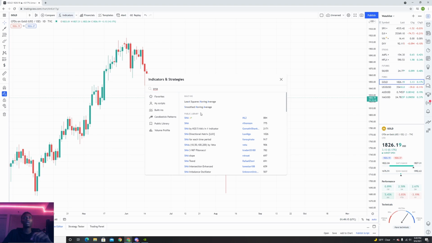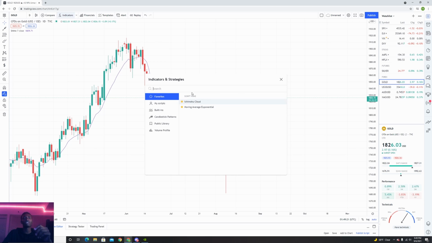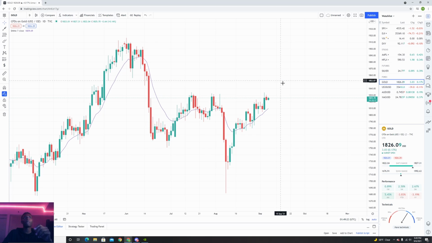So you type in SMA, you hit simple moving average. You can put a star on it, so favorite, so you'll always have it. So you hit SMA, and once you hit SMA, it's already registered in your system. As you can see, we have a moving average right here.